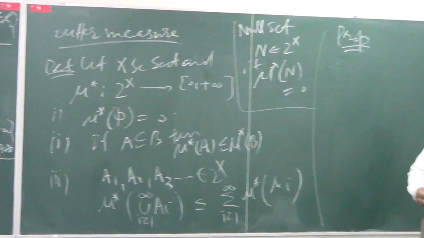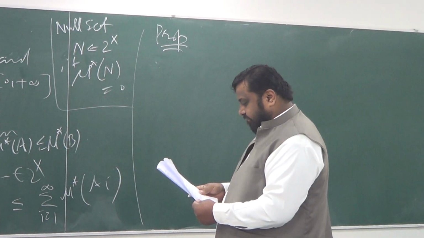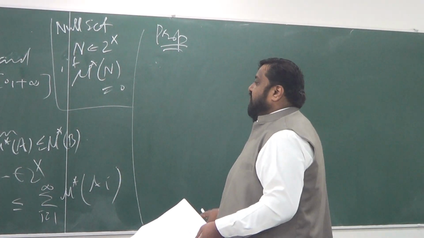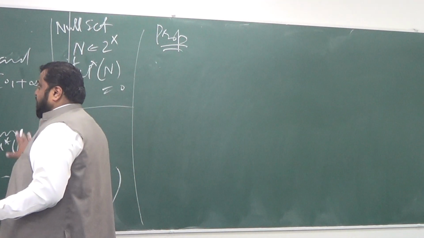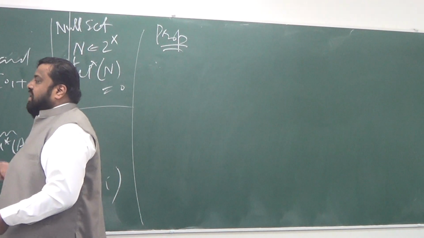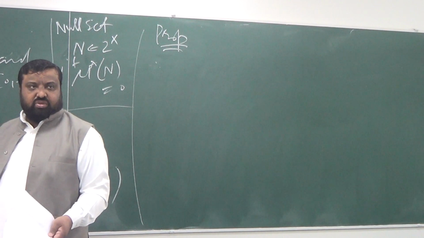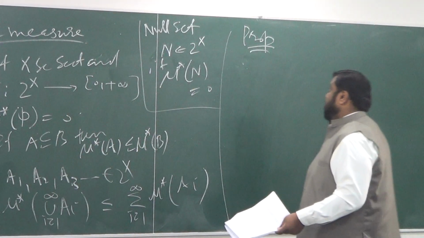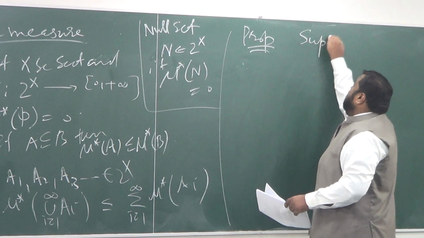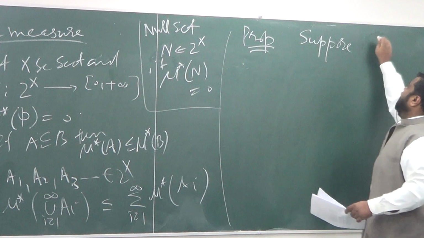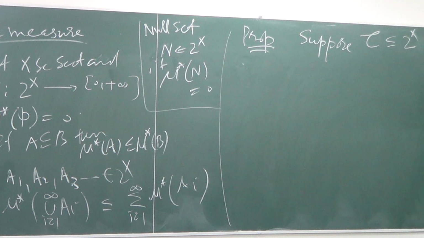So let's begin with the proposition. What we essentially want to do is this: that was the definition of the outer measure, but we want to construct an outer measure and then restrict it to some suitable collection of subsets. So here's a proposition. Suppose calligraphic C is some collection of subsets of X.